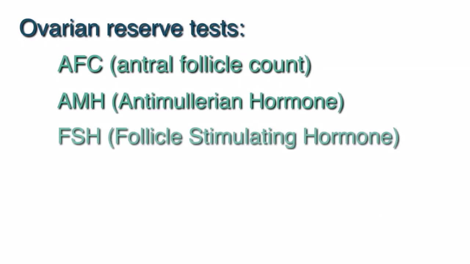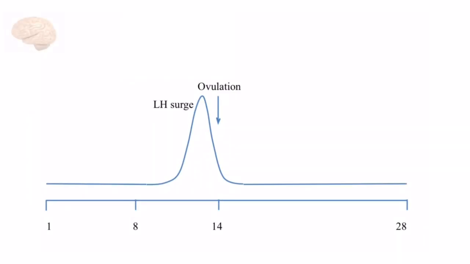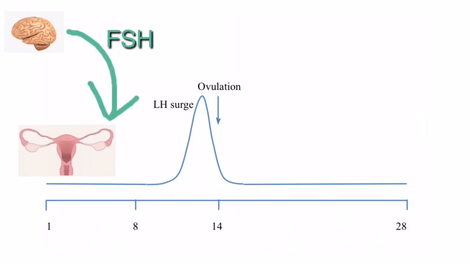The last test for ovarian reserve is cycle day 2 to 4 FSH. Each month at the beginning of the cycle, the brain produces FSH, which stands for follicle stimulating hormone. FSH will then travel through the bloodstream and reach the ovaries and stimulate the ovaries to grow and mature a follicle and the egg within it. This follicle will eventually ovulate a mature egg.